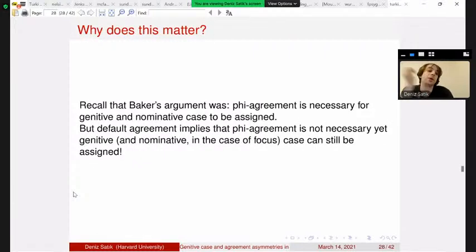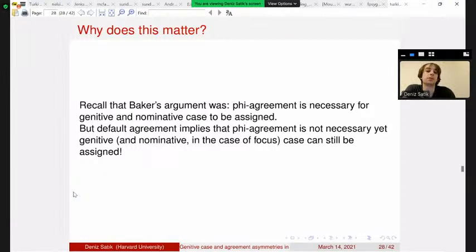So why does this matter? Why did I go through the trouble of talking about all this? So recall that Baker's argument was phi agreement is necessary for genitive and nominative case to be assigned. But you can get genitive case with default agreement. So default agreement implies that phi agreement isn't necessary, yet genitive case can still be assigned.